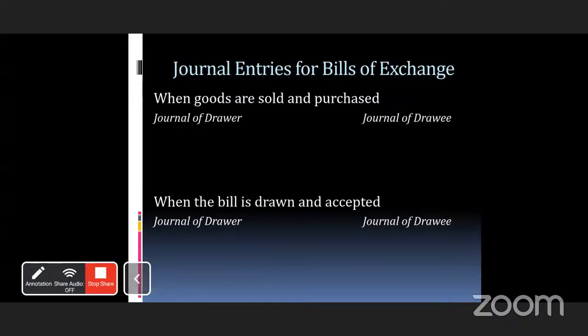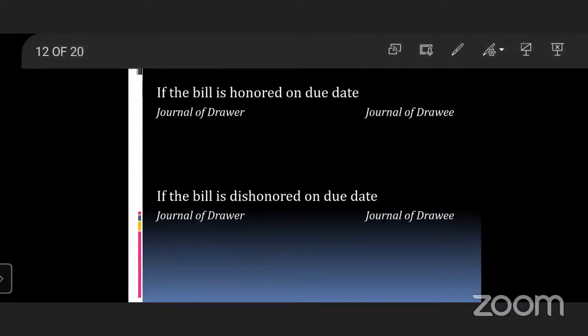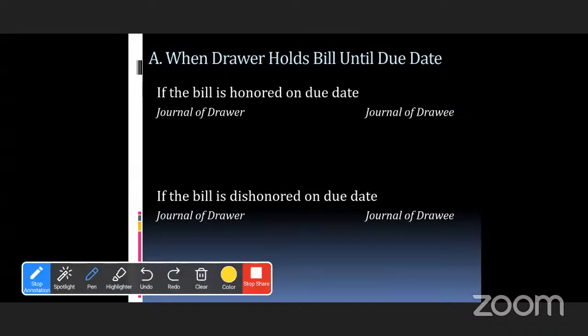So we have seen when goods are sold and purchased, the journal entries. Now let us see another one. When a drawer holds bill until due date. I have already explained that the drawer can use the bill in several ways. So one of the ways the drawer is using is when the drawer holds the bill until due date.